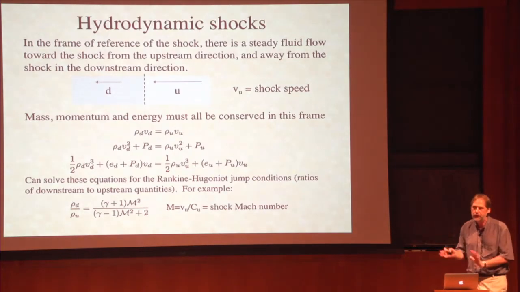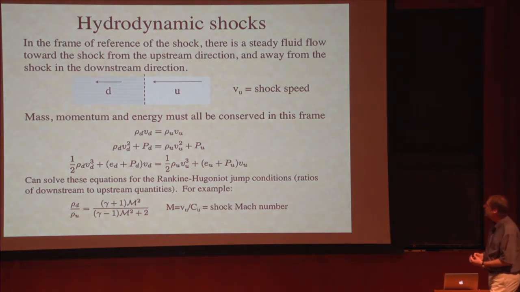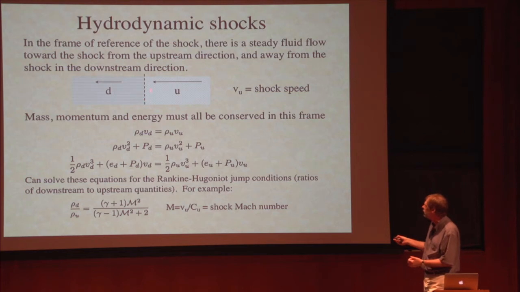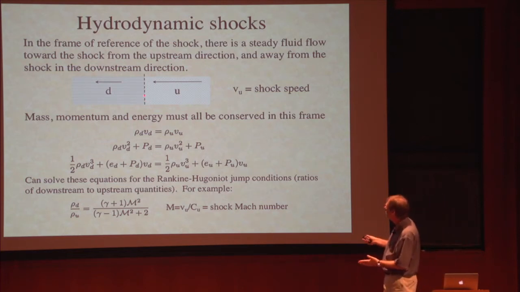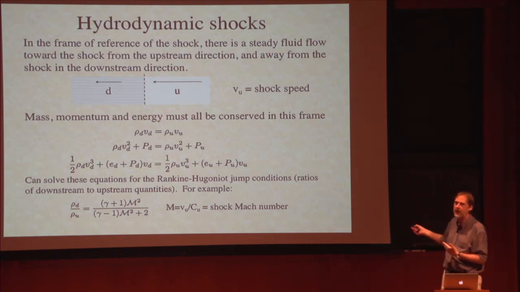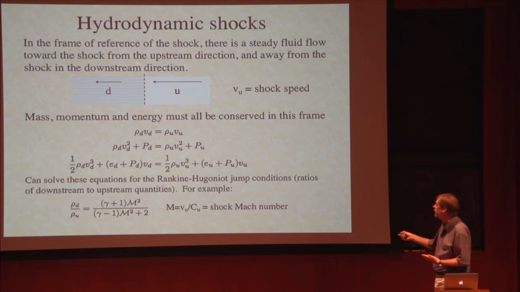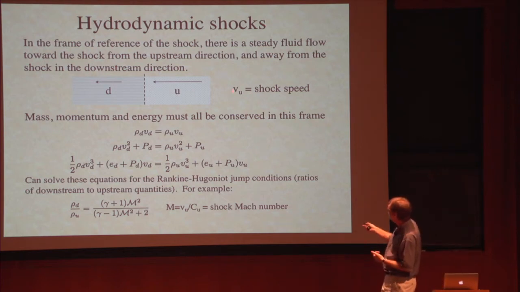So how do we compute the structure of these shock waves? You stand in the frame of reference of the shock. So you imagine there's a shock wave in the flow. You stand in a frame of reference in which the shock is steady. In that case, the flow is moving towards you in the upstream region. It's moving towards you at the shock speed. It's moving at the speed you're propagating. The shock is moving, that's the shock speed, and so the upstream flow is coming towards you at VU.